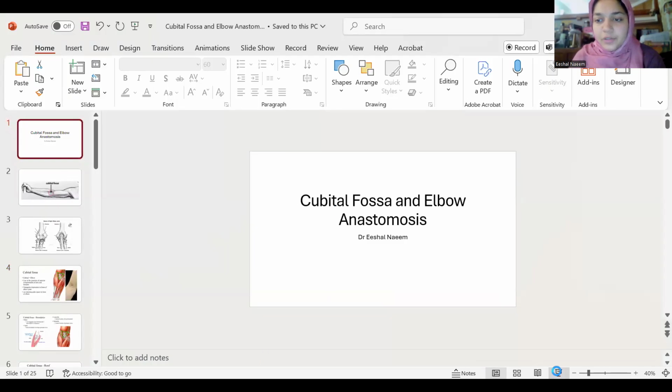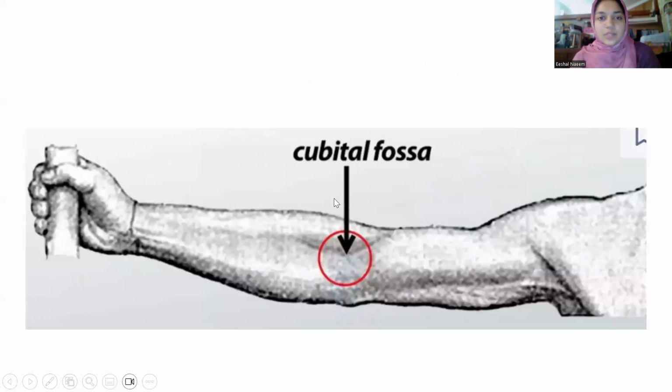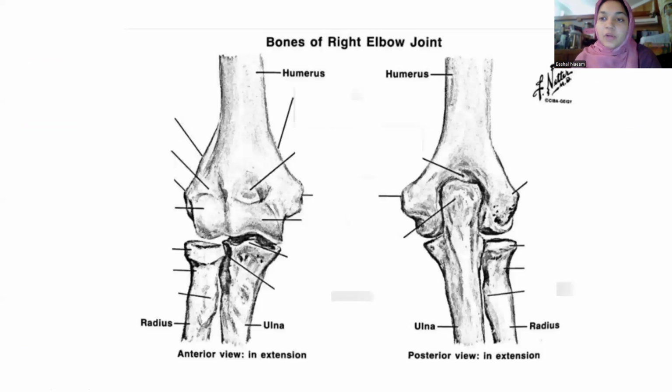Hi guys, so today we're going to do the cubital fossa and elbow anastomosis. When we talk about the cubital fossa, this is basically the area in front of the elbow joint on the anterior side between the junction of the arm and forearm. The elbow joint is basically comprised of three bones articulating together: the end of the humerus, the head of the radius, and the ulna.